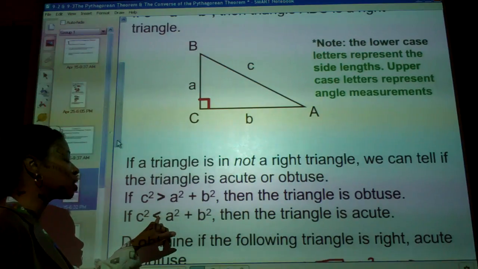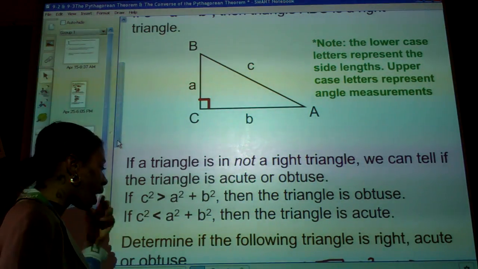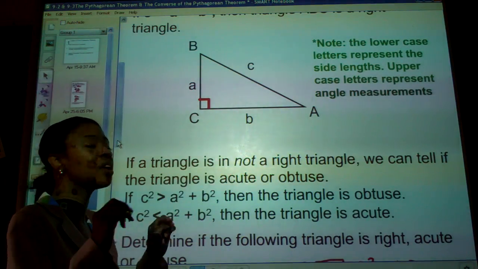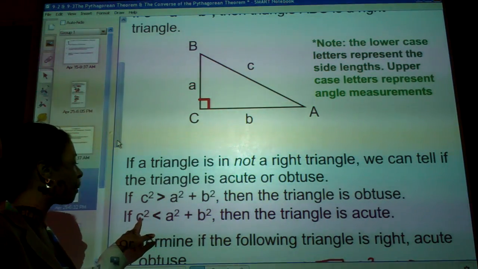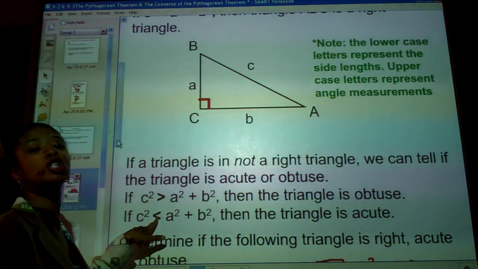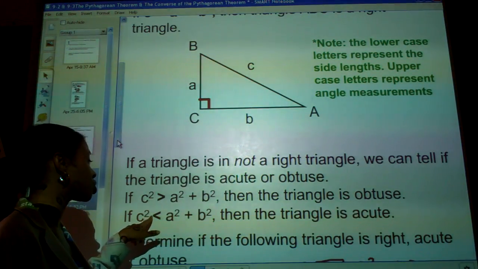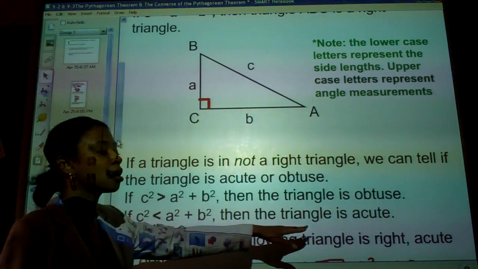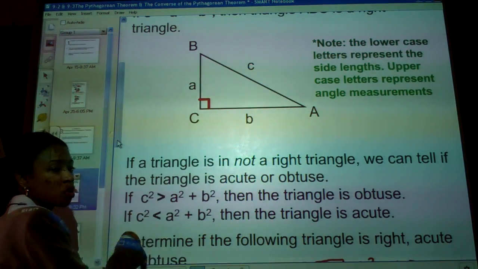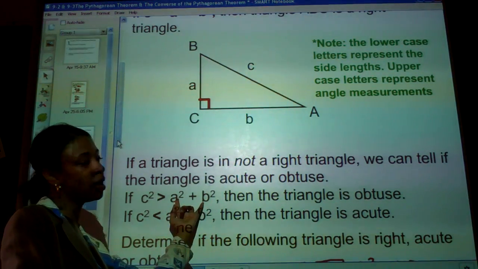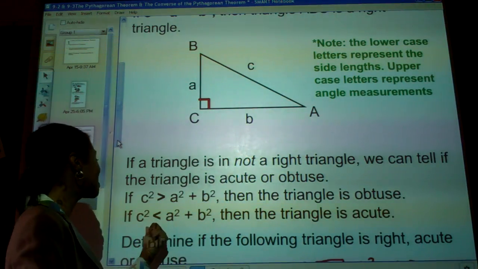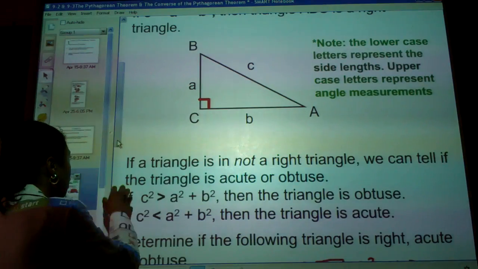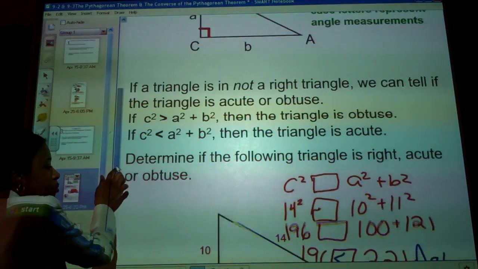If the hypotenuse is, or the longest leg, I shouldn't say hypotenuse because if it's not a right triangle, it won't be the hypotenuse. But if the longest leg squared is smaller than A squared plus B squared, then it's going to be acute. So when C squared is greater than the sum of A squared and B squared, then it's obtuse. When C squared is smaller than A squared plus B squared, then it's acute. Right? So here's an example.